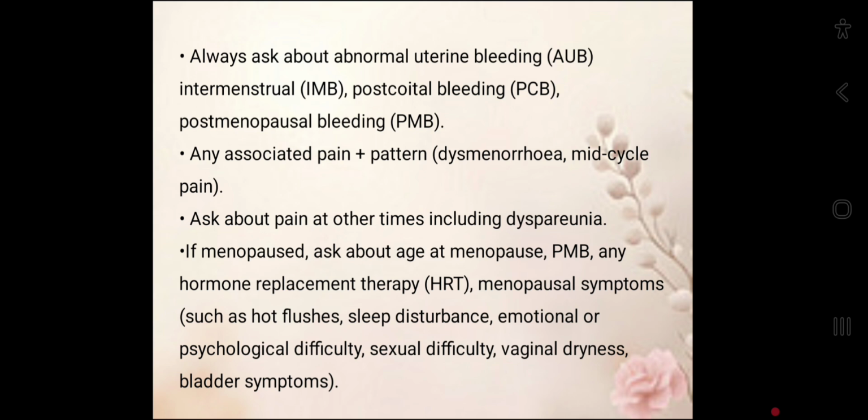Ask about dysmenorrhea and mid-cycle pain. Mid-cycle pain is ovulatory pain, and dysmenorrhea is pain associated with the menstrual cycle. Other pain, for example, dyspareunia, which is painful sexual intercourse. If the patient is menopausal, ask about the age at menopause, postmenopausal bleeding, and if the patient used hormone replacement therapy. Menopausal symptoms include hot flushes, sleep disturbance, emotional and psychological difficulty, sexual difficulty due to vaginal dryness, and bladder symptoms.